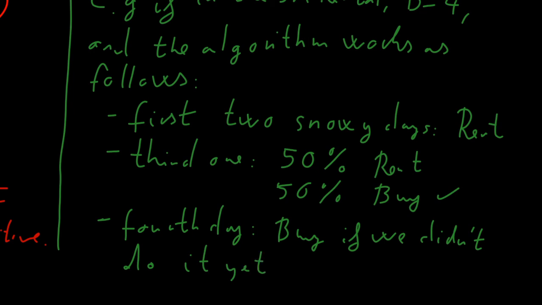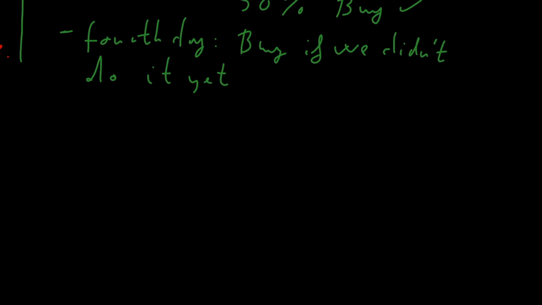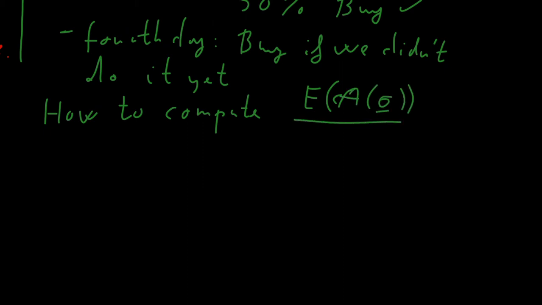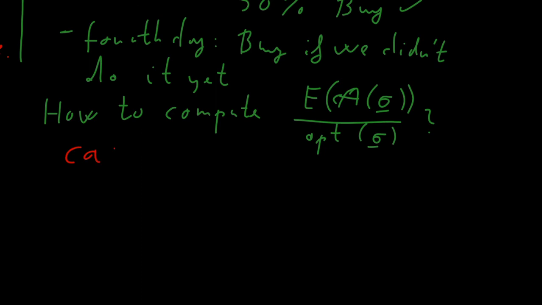Now, what does it mean? So, what's the expected cost of this algorithm? So, how to compute it? So, what should I do? The expected cost of the algorithm on sigma divided by the optimum on sigma. Well, usually, again, we are doing some case analysis on the possible inputs.